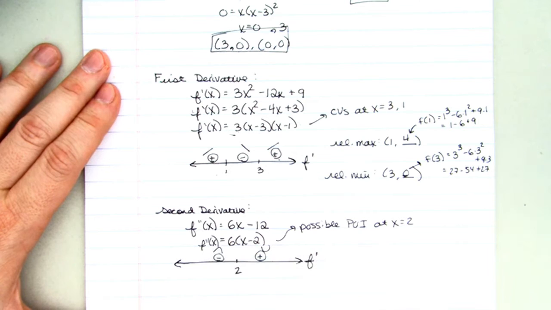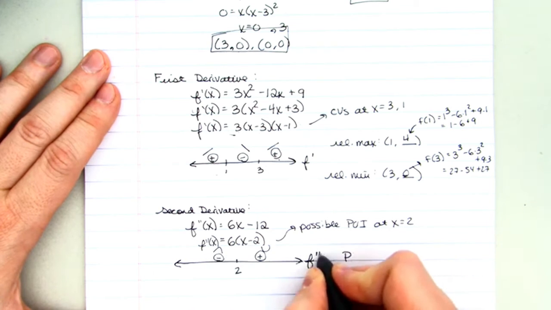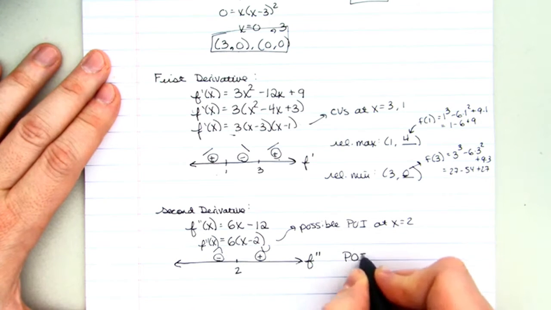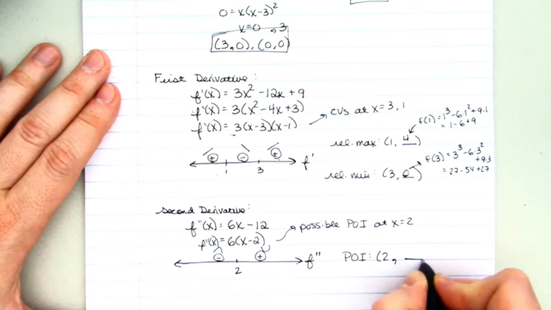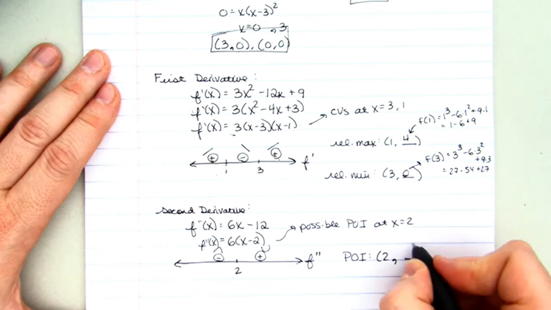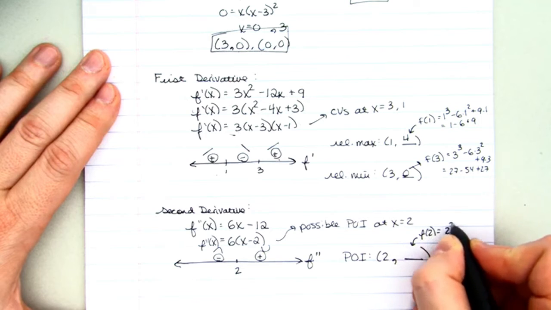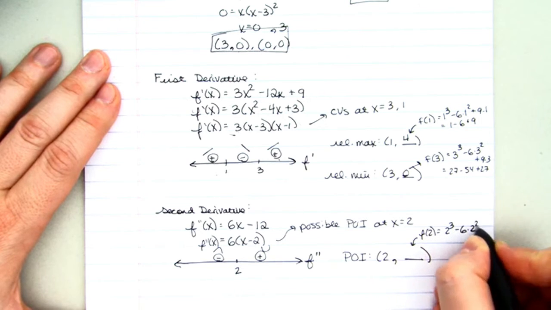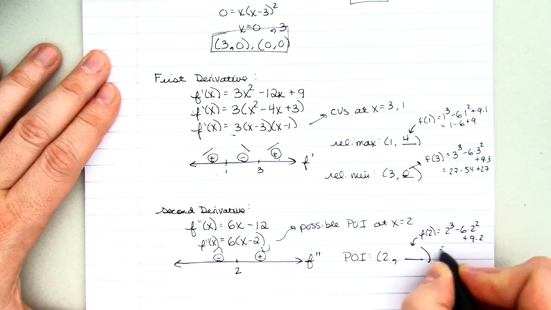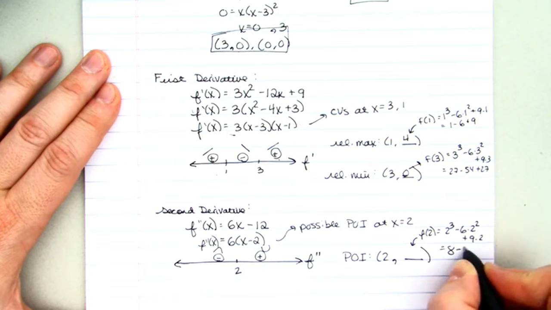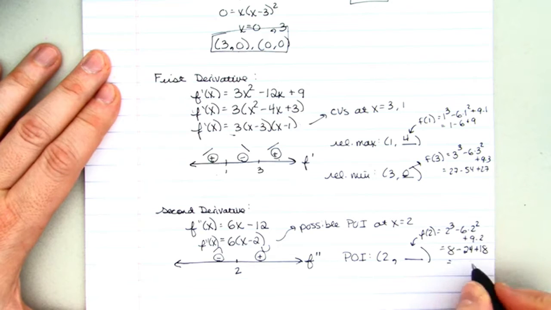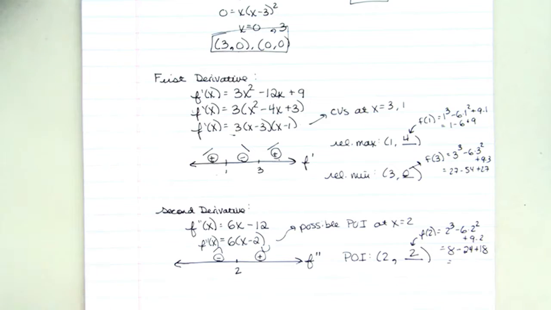Concave up, concave down. Yep, there, oops, I shouldn't have labeled that f prime, that's f double prime. There is a point of inflection at 2 comma, find the y-coordinate by plugging into the original. F of 2 is going to give us 2 cubed minus 6 times 2 squared plus 9 times 2. That is 8 minus, do remember this is all without a calculator, otherwise there's kind of no point to doing this curve sketching stuff. 26 minus 24 is 2, point of inflection at 2 comma 2.